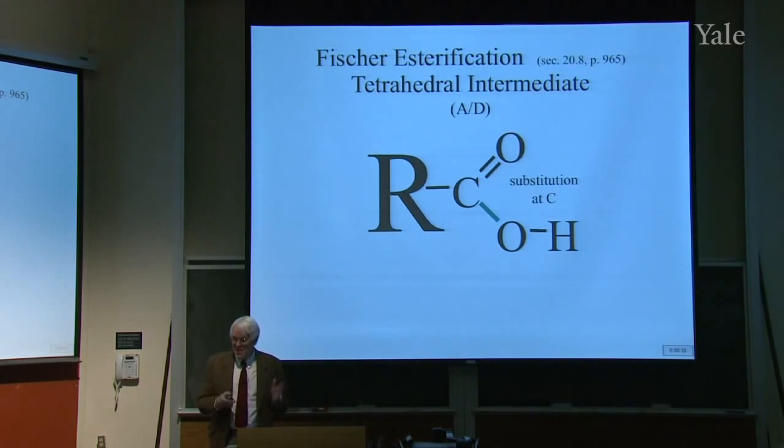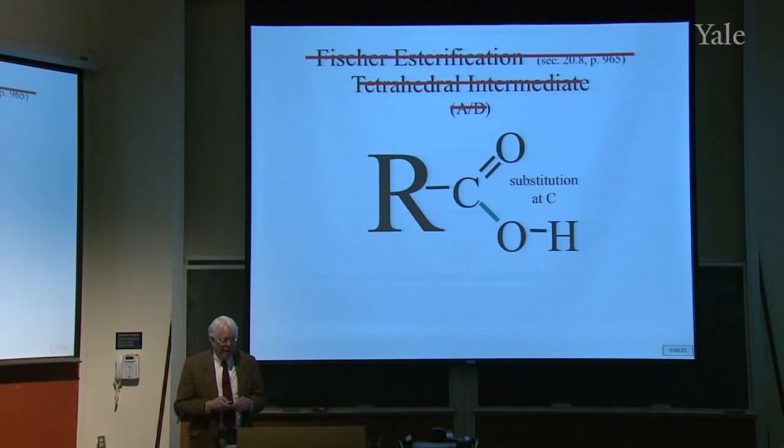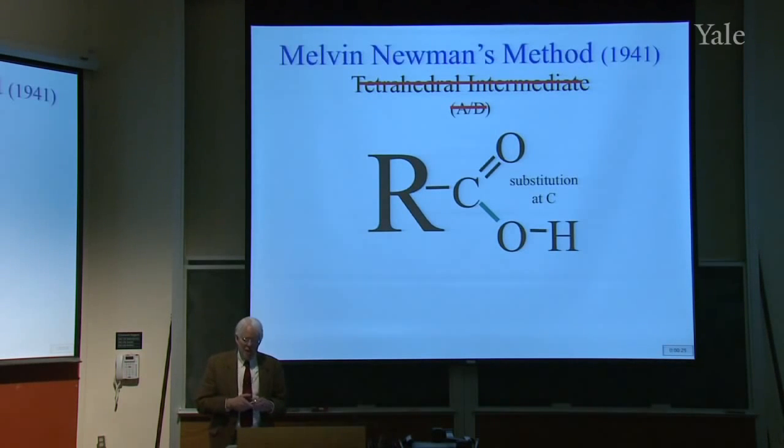I don't know which seat he sat in when he was a student here, because it was a long time ago. So we can't do Fischer esterification that way. But Melvin Newman, whose picture we showed last semester, figured out in 1941 how to do this. And he did it by putting the acid into concentrated sulfuric acid, right? Now, what happens when you put it into concentrated sulfuric acid? Carl?